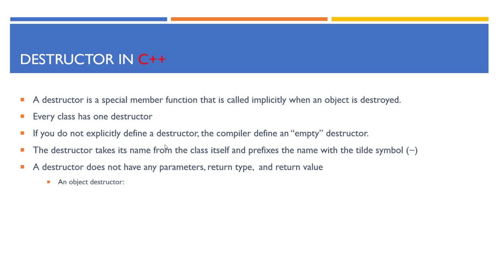Now, when it comes to destructors, there are some things you have to keep in mind. A destructor is called automatically when that object is being destroyed. You also cannot call a destructor explicitly. You cannot do something like the object name dot the name of the destructor.